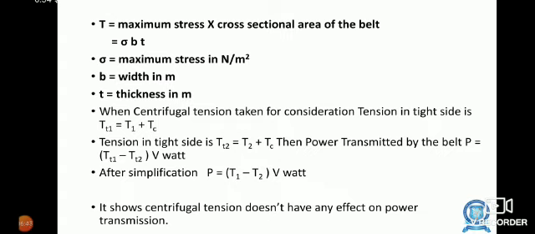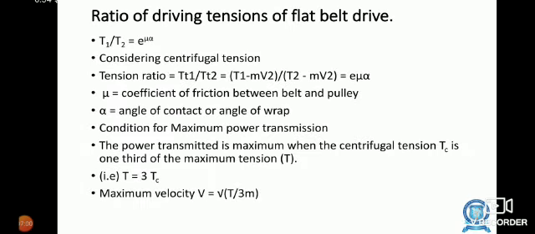Then power transmitted by the belt equals (T1 minus T2) times V. After simplification, power equals (T1 minus T2) times V. It shows centrifugal tension does not have any effect on power transmission. Ratio of driving tension of flat belt drive: T1 by T2 equals e power mu theta. Considering centrifugal tension, tension ratio T1 divided by T2 equals (T1 minus m v squared) divided by (T2 minus m v squared) equals e power mu alpha. Mu is the coefficient of friction between belt and pulleys. Alpha is the angle of contact or angle of wrap.